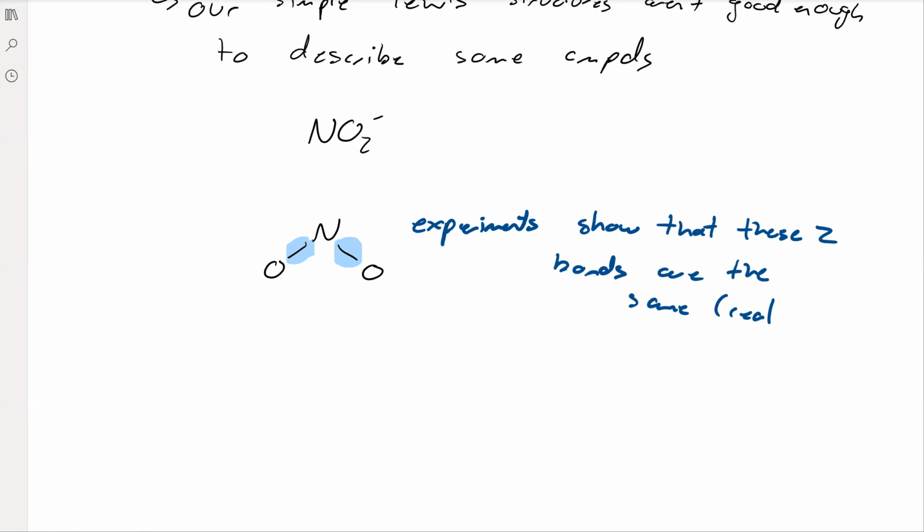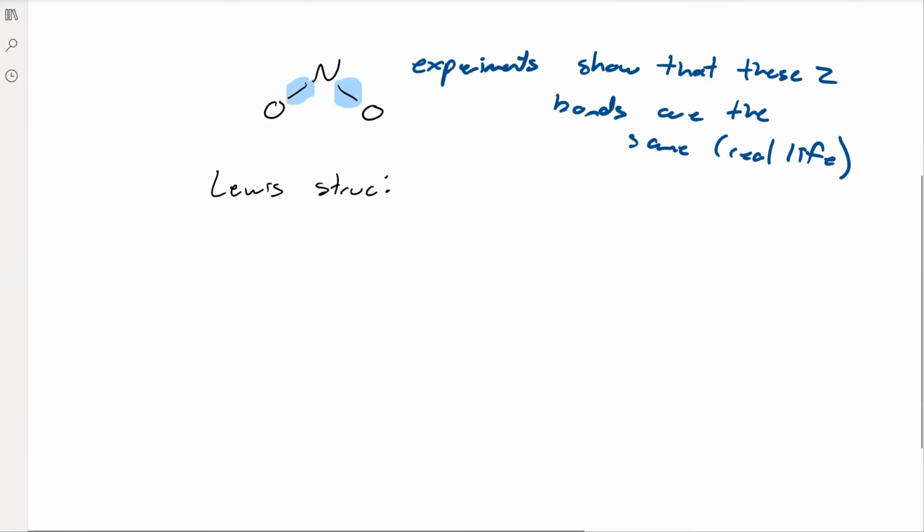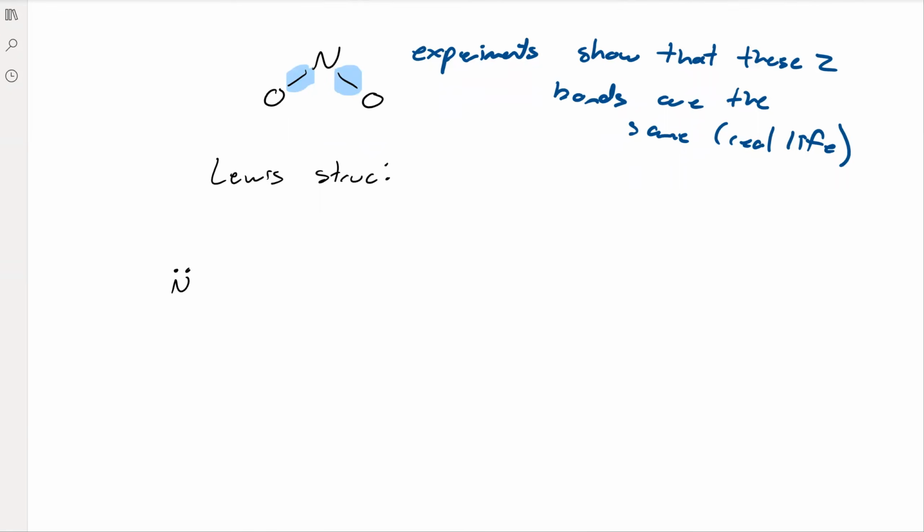right? And that's our real life. That's actually what happens in nature. We've done a bunch of experiments. We said, hey, these two bonds are the same strength, they're the same length, they're the same bond. However, when we try to draw our Lewis structure, what we come up with is one of two structures, right?